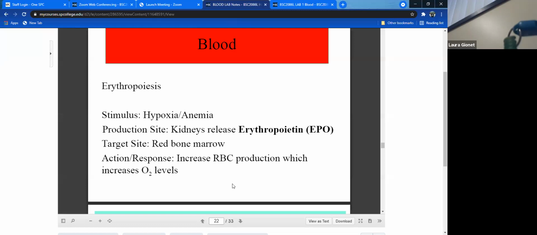The production side is the kidneys. The kidneys release what's called erythropoietin, or EPO. That is the hormone. The hormone travels and targets the red bone marrow. And the effect on the red bone marrow is to increase red blood cell production, so to produce more red blood cells and therefore increase your oxygen carrying capacity. This is a negative feedback loop. What we start with, our stimulus, is low oxygen or low oxygen carrying capacity. We end with higher or normal oxygen levels.